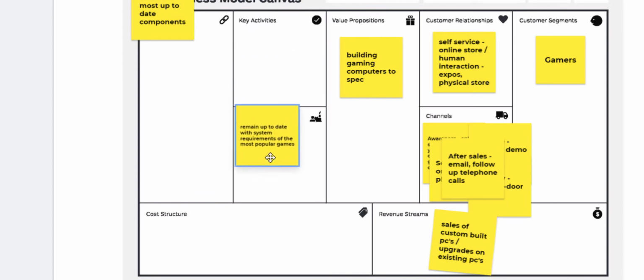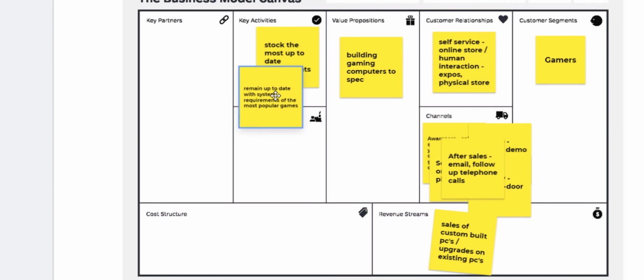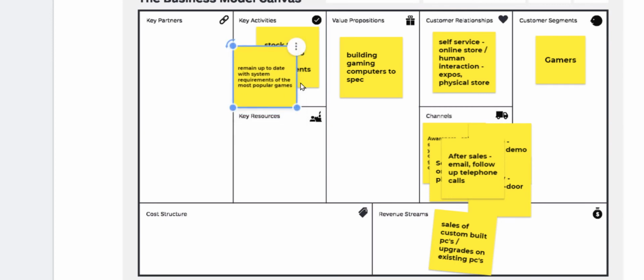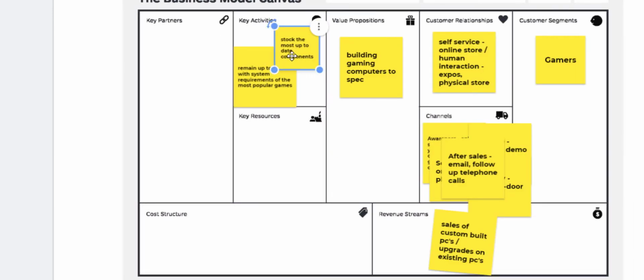So let's stick to the two. We'll have to have the stock so that when a customer comes, we will be able to help them in that sense. And if we are up to date with what the latest requirements of games are, we will be able to advise them accordingly. So let's stick to those two key activities. As you unpack this, you'll think of other things and you might find more important ones, but just get an idea of the flow.